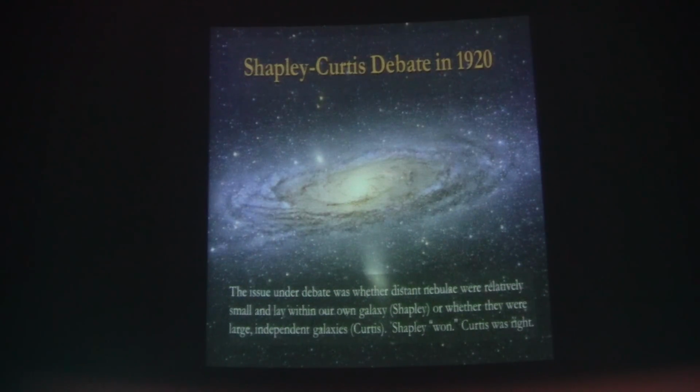There are other nebulae. They look kind of like spiral objects. We don't know what they are, but Curtis said they are just like the Milky Way. If we looked at the Milky Way from outside, it would appear to us like one of these spiral galaxies. And they had a debate. They met. They talked. Shapley won. Namely, he was a better debater. Turns out that Curtis was right.